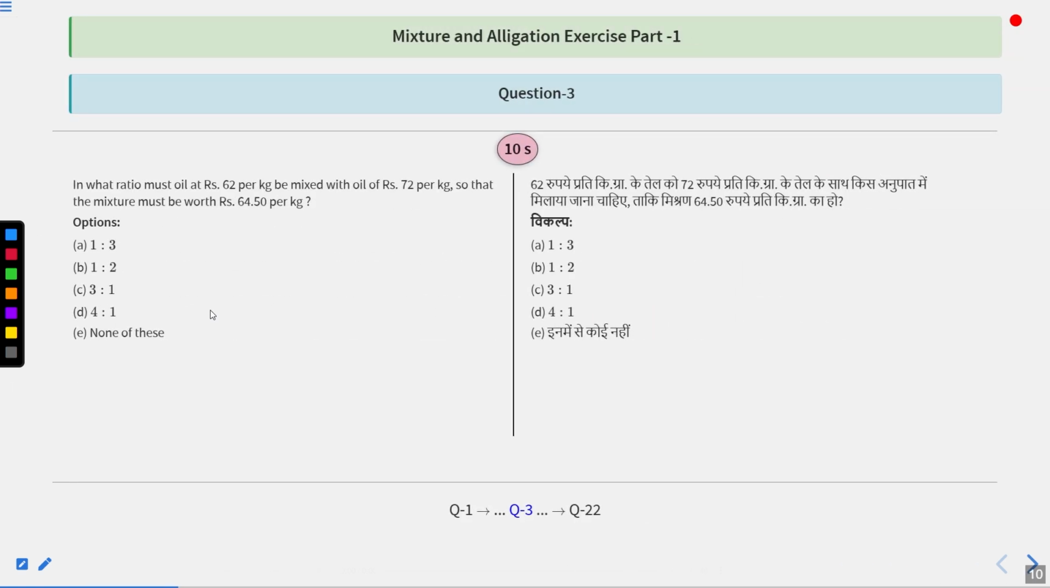Next one. In what ratio must oil at 62 rupees per kg be mixed with oil at 72 rupees per kg so that the mixture is worth 64.50 rupees per kg? You have 5 options and 10 seconds to analyze the question. Your time starts now.